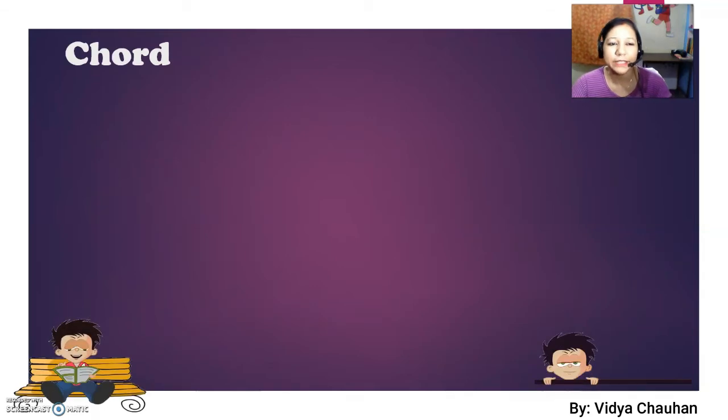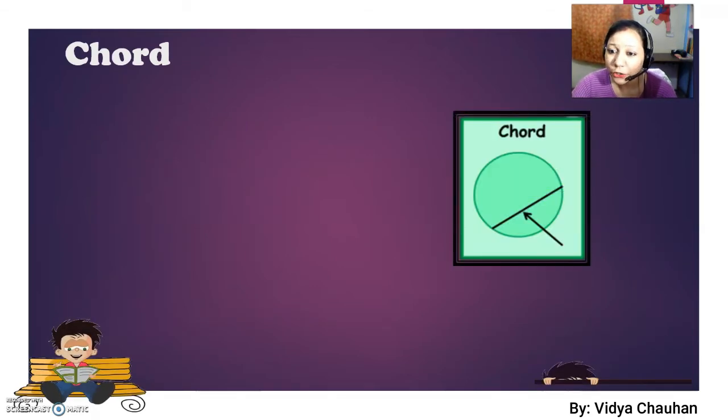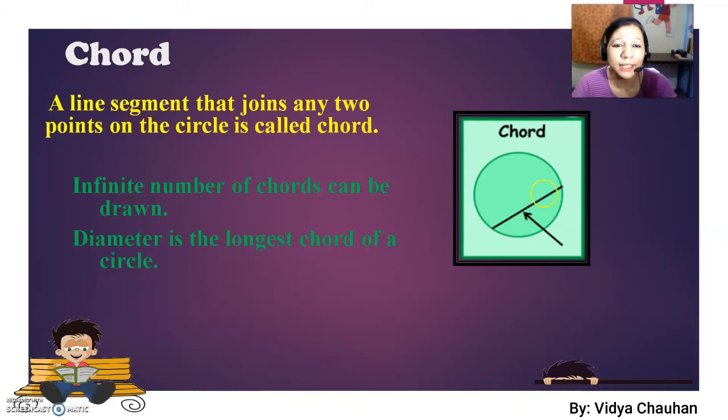After diameter, next comes our chord. So let's see what is a chord. Here once again, a chord is a line which is joining two points on the circle. But how is it different from diameter? Let's see. A line segment that joins any two points on the circle is called a chord.